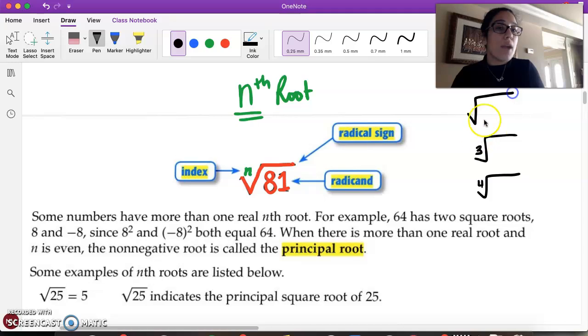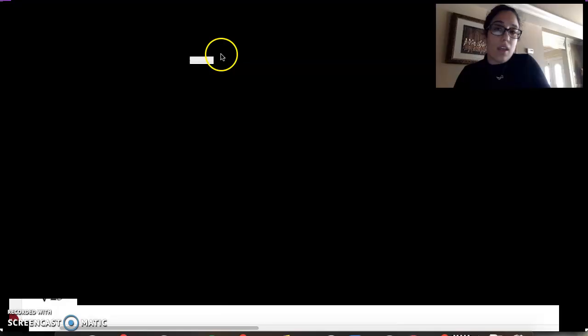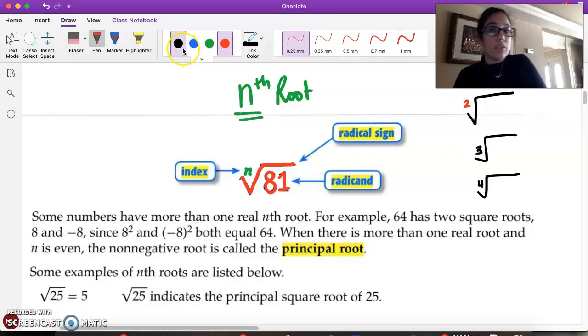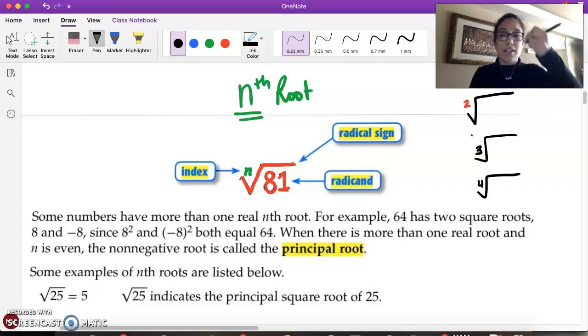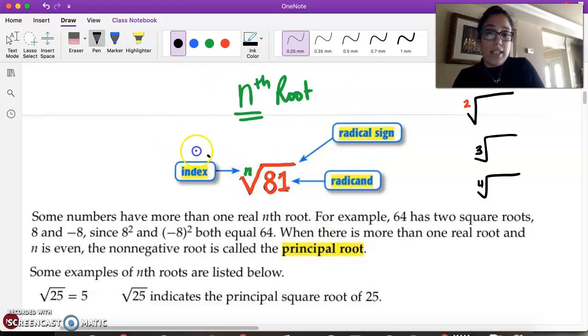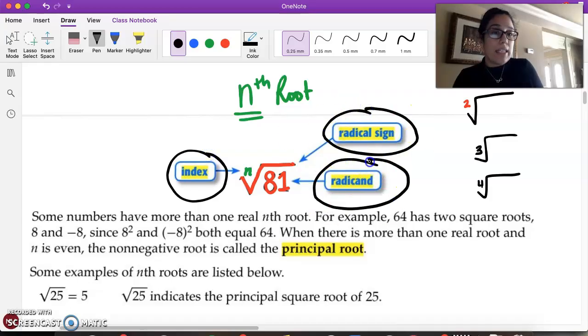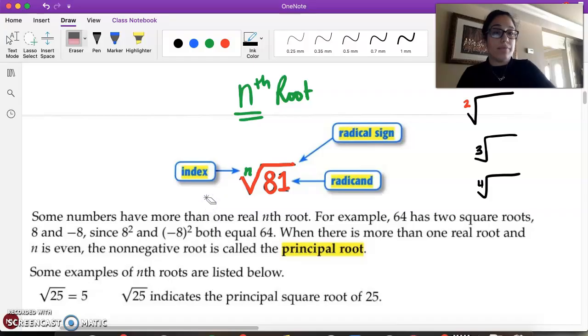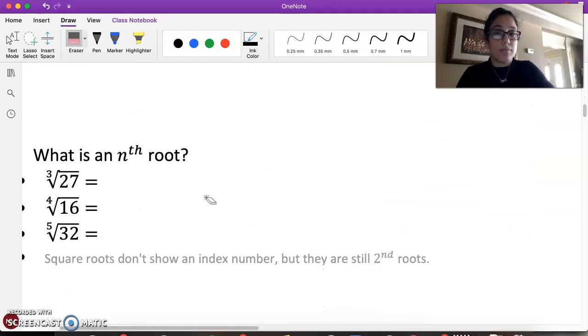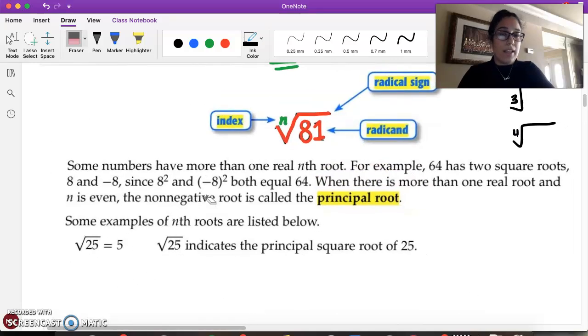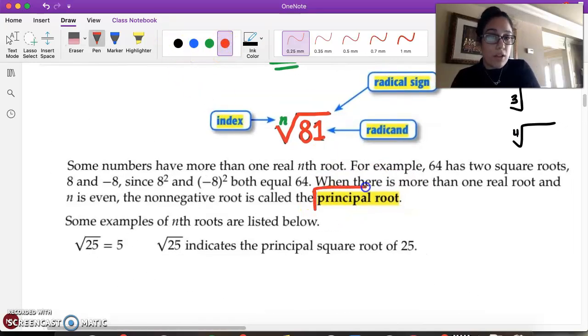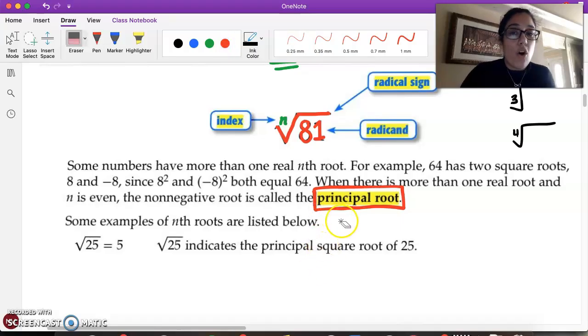When there's a square root, what is the invisible index that's here? Well, if this is cube root, what do you think square root would be? There is an invisible index of 2. It is the implied number. If the number is not there, it is implied to be a 2. So that's some words that we need to know: index, radical, radicand. And let's be clear, this is the principal root, meaning it holds the sign.